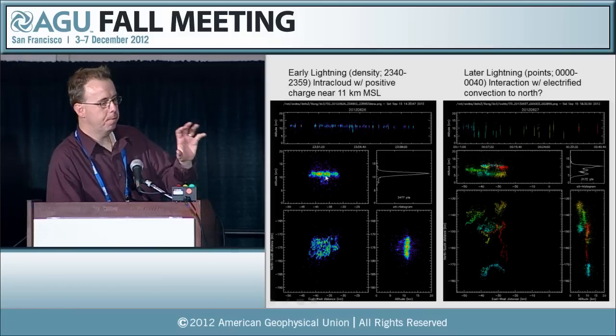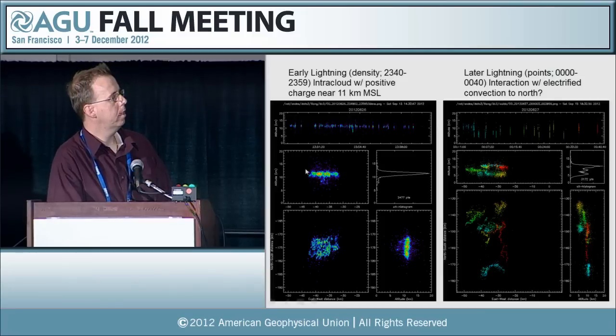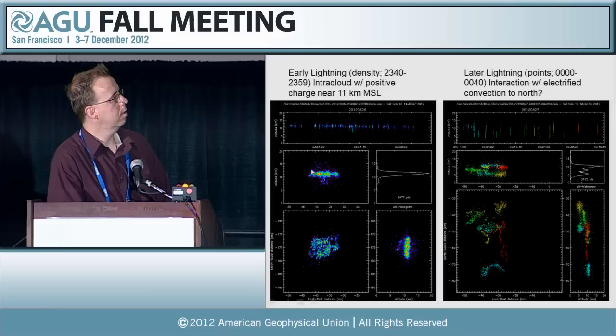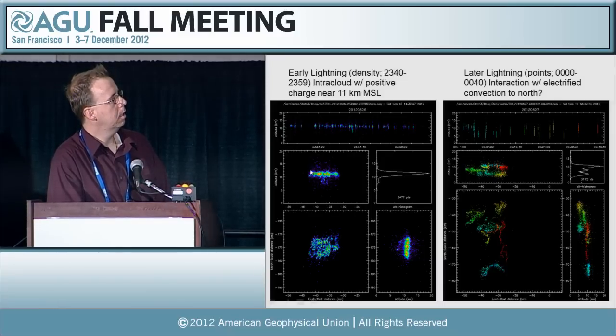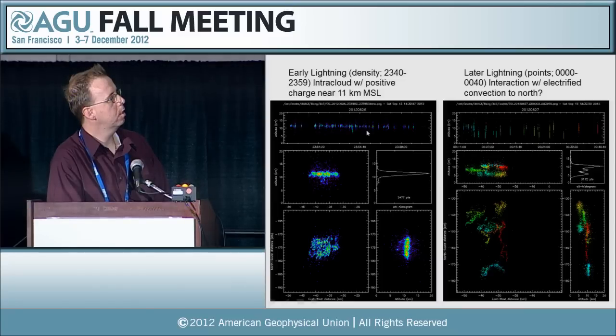So we're a little bit further outside the network, so things aren't as tightly clustered, but given the error considerations, I would say that this is roughly the same thing we've been seeing before. Basically, positive charge above 10 kilometers, negative charge below, fairly small, compact flashes.